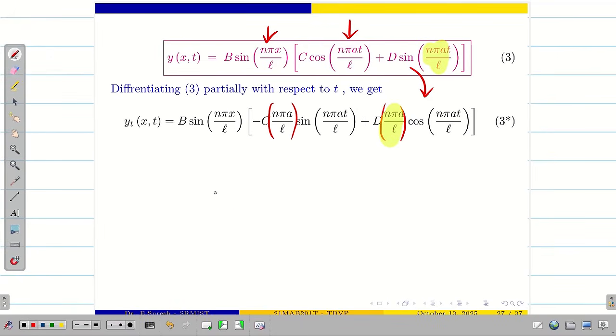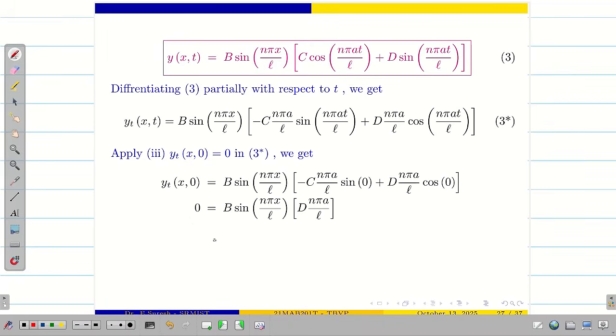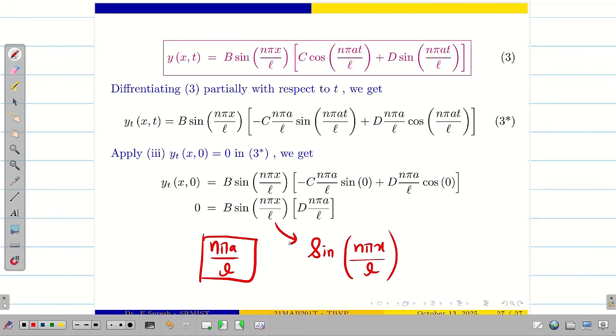Now applying the initial condition, that is y_t of (x, 0) equal to 0, in 3 star, we get 0 is equal to b into sin into d into n pi a by L. Now we have to check n pi a by L is constant. This can't be 0. In the previous step only, we found lambda equal to n pi by L and we substituted here. So this also can't be 0. Since a is already 0, if we make b also 0, then the whole problem will become 0. So the only chance is we have d equal to 0.